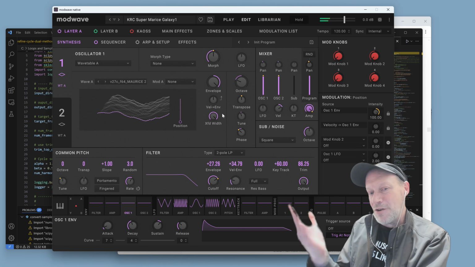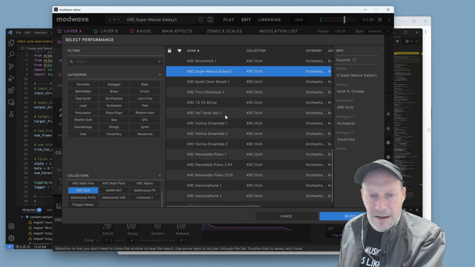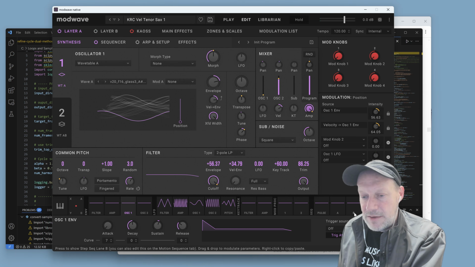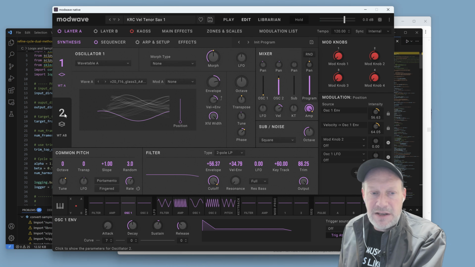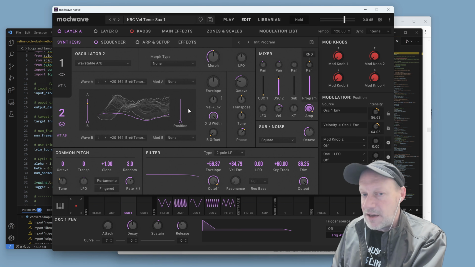You'll have to roll your own, of course, because I can't redistribute this exact sample. Woodwinds, again, can be pretty good. And so there is a tenor sax in here, and some of the tenor sax samples converted very well. And you can get like this.